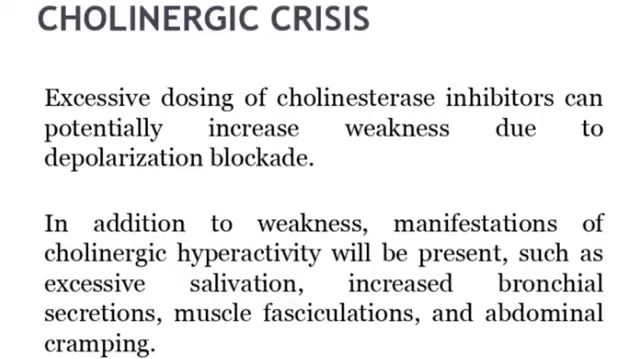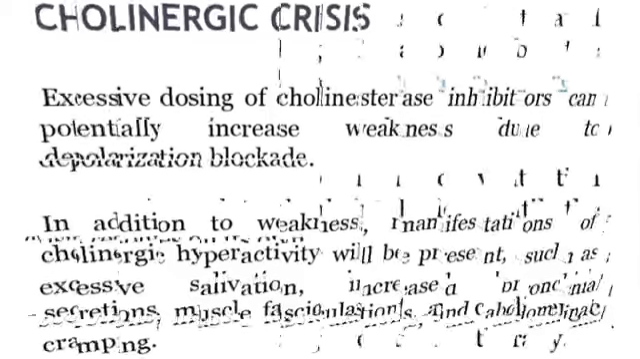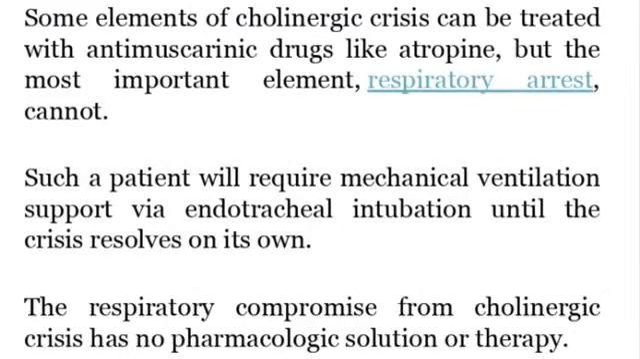In addition to weakness, manifestations of cholinergic hyperactivity will be present, such as excessive salivation, increased bronchial secretions, muscle fasciculations, and abdominal cramping. Some elements of cholinergic crisis can be treated with antimuscarinic drugs like atropine, but the most important element, like respiratory arrest, cannot. Such a patient will require mechanical ventilation support via endotracheal intubation until the crisis resolves on its own. Respiratory compromise from cholinergic crisis has no pharmacologic solution or therapy.